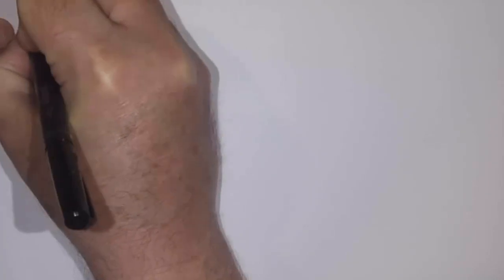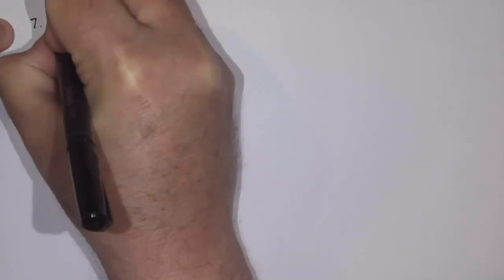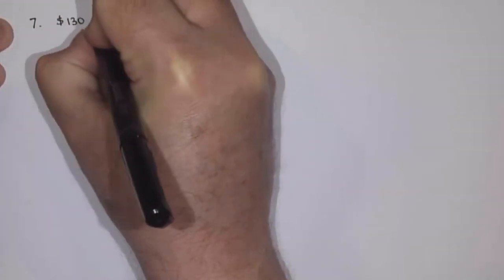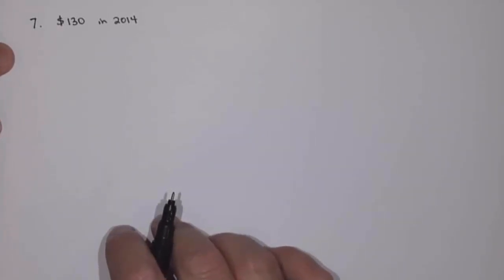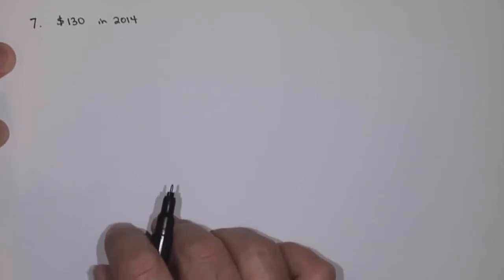So we have a pair of running shoes. This is problem number 7. We have a pair of running shoes that cost $130 in the year 2014. We want to know what they're going to cost 5 years later, which incidentally would be the year 2019, if the inflation rate is 4.3%.